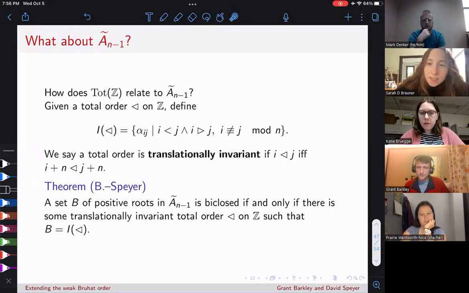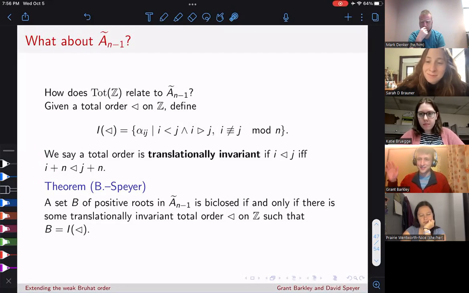And is there something similar for type B? Yeah, actually for type C there's something similar. B equals C infinite, but infinite C is really what people usually consider. So for C, it's translationally invariant and invariant under sign change. If you reverse everything and negate everything, you get the same total order.